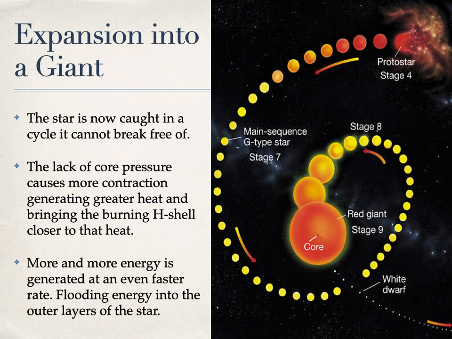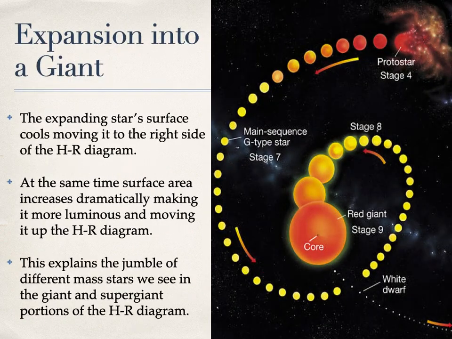So, what do I have written here? The lack of core pressure causes more contraction, generating greater heat and bringing the burning hydrogen shell closer to that heat. More and more energy is generated at an even faster rate, flooding energy into the outer layers of the star. So the star is going to heat up down there in the core, and it's going to expand.